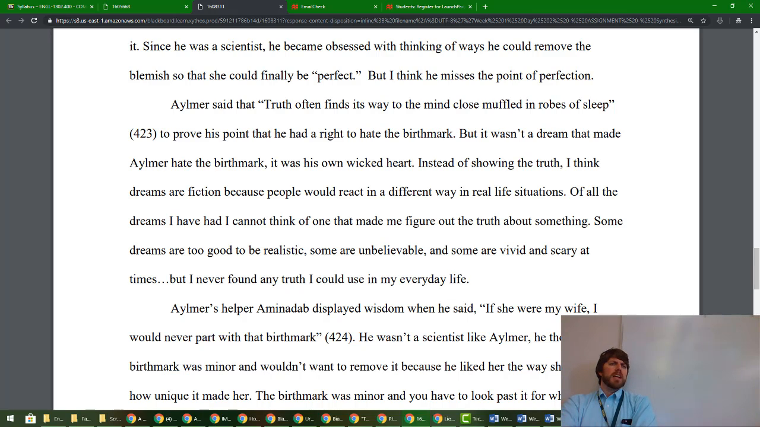Sometimes when it comes to interpretation, I could give people the benefit of the doubt. That's a confusing sentence that he chose. "Truth often finds its way to the mind close muffled in robes of sleep." I actually think that what the author is talking about there personally is the subconscious, is that we subconsciously will think a thing to be true. Think about the fact that if you see a shady character and you're walking down the street with your kid, you may not even notice you're doing it, but you'll take your arm and wrap it around your kid. You think the stranger walking on the street next to you is going to grab your kid if you don't put your arm around him?